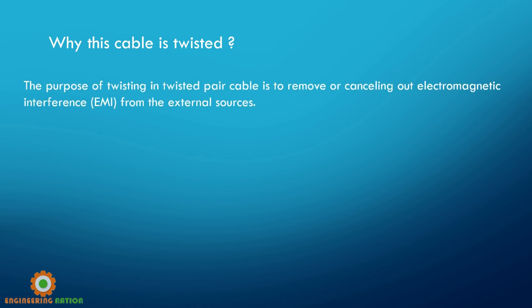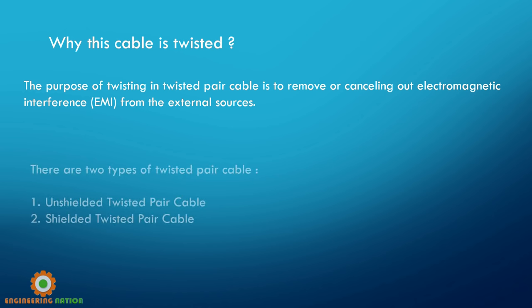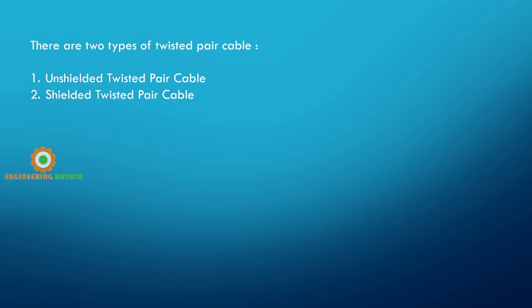Why is this cable twisted? The purpose of twisting in twisted pair cable is to remove or cancel out electromagnetic interference, that is EMI, from external sources. There are two types of twisted pair cable. The first is unshielded twisted pair cable and the second is shielded twisted pair cable. Let's understand them one by one.